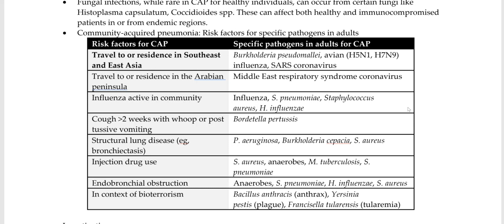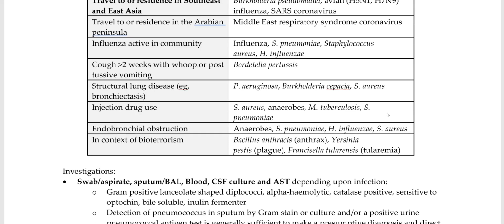And you see in various examinations, they test this case scenario and they give you at least one of these risk factors, and then you have to choose the most likely pathogen based on the other history. So I think this table will be helpful in that regard, and I have kept it specifically for that reason.